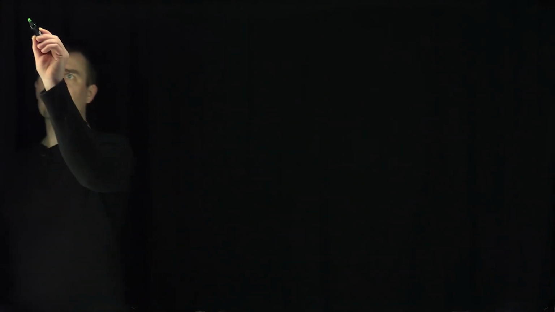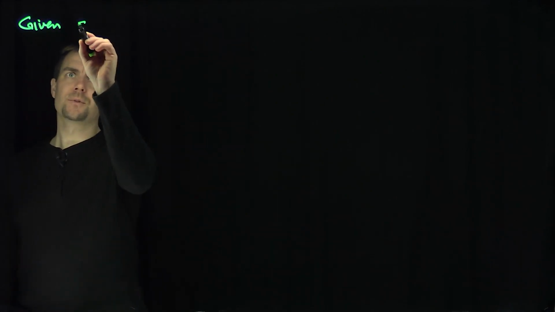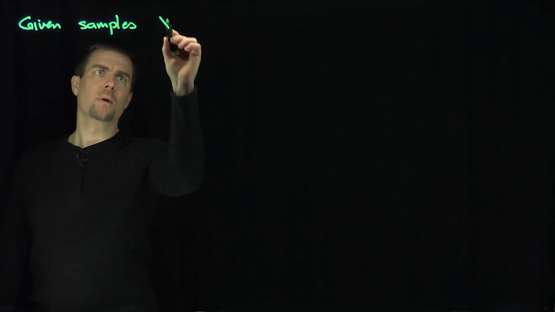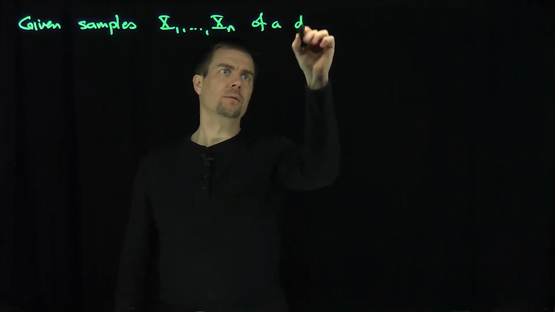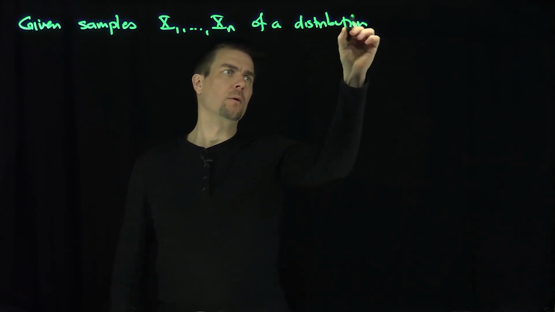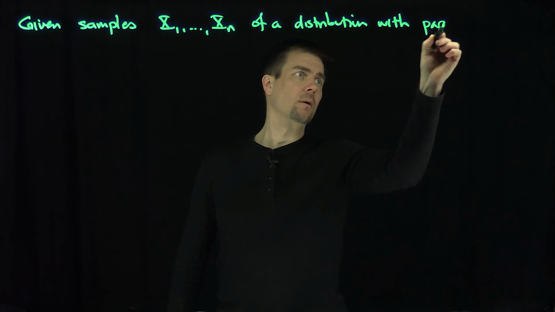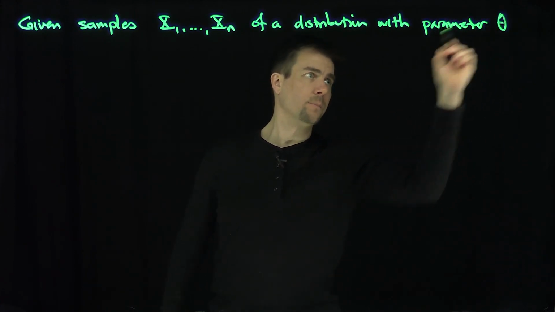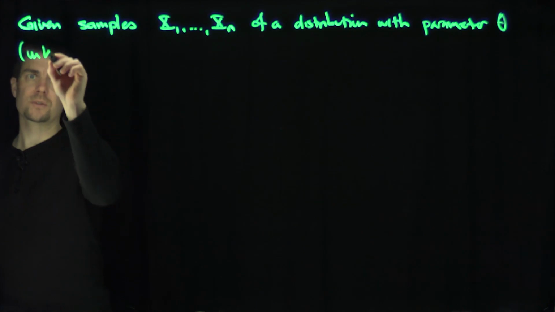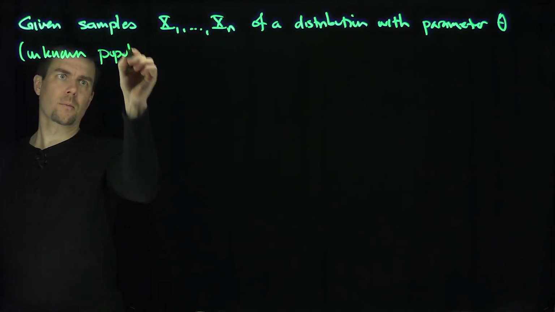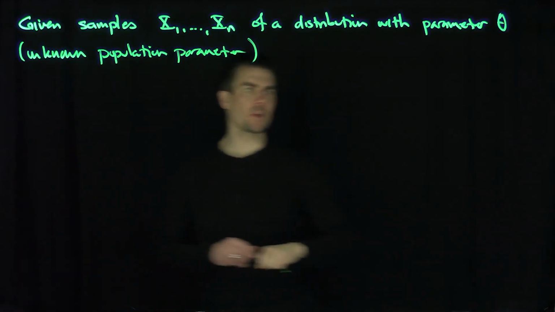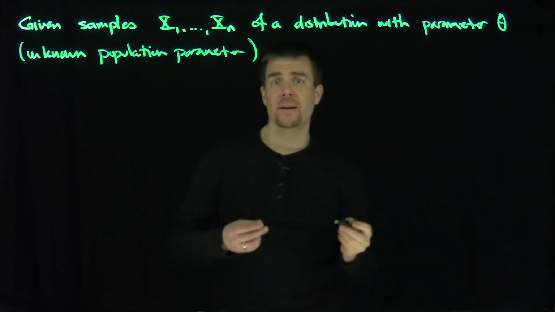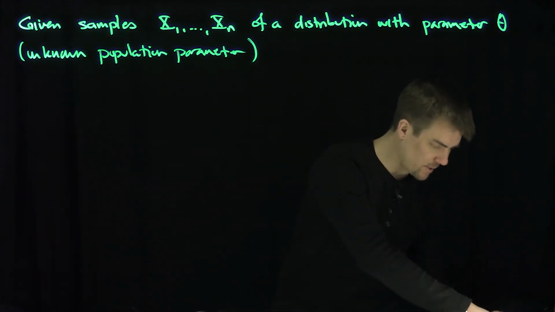Hello students, in this video we'll discuss confidence intervals. Suppose we're given samples x1 through xn of a distribution with parameter theta. That's a population parameter and that theta is unknown to us. Suppose we can use these samples to find a predictor for theta, so we can use an estimator.